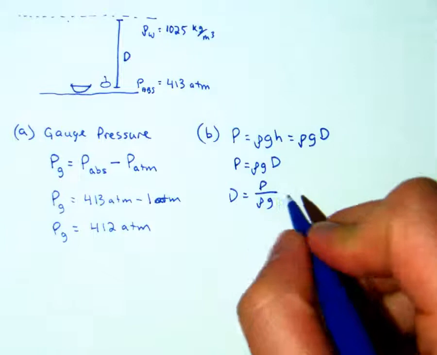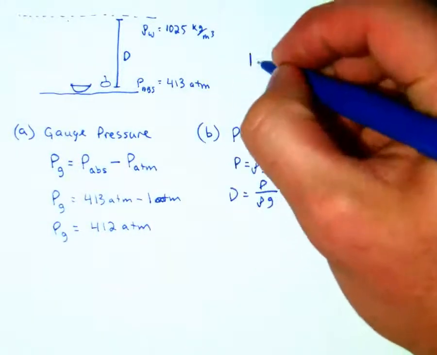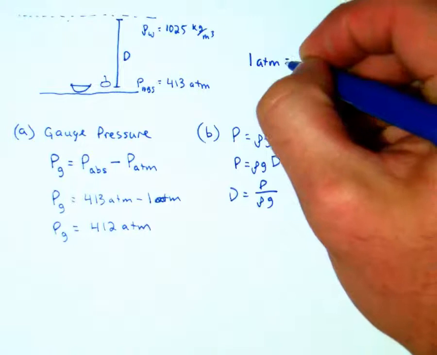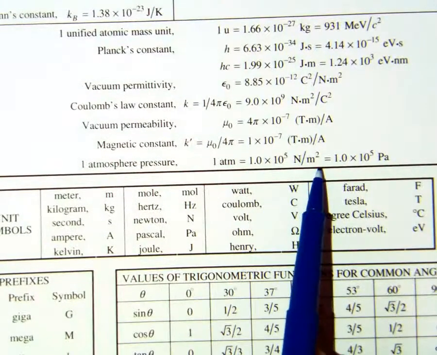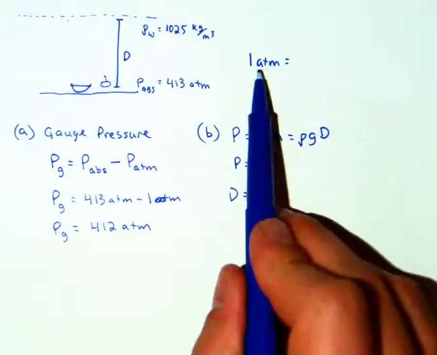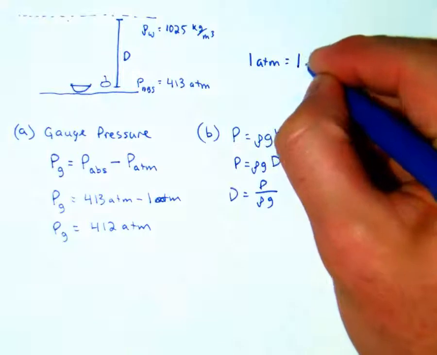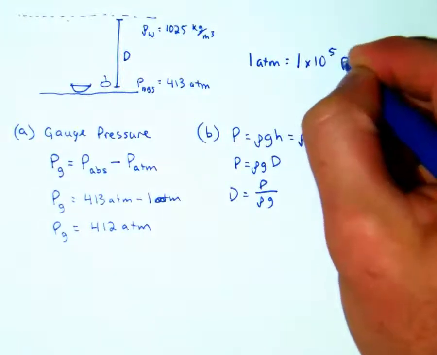Now, here I do not want to put 413 atmospheres. I need to remember that 1 atmosphere is given in our constants sheet. It says 1 atmospheric pressure, 1 atmosphere, is 1 times 10 to the 5th pascals. So we have to make sure we take 1 atmosphere and turn it into 1 times 10 to the 5th pascals.